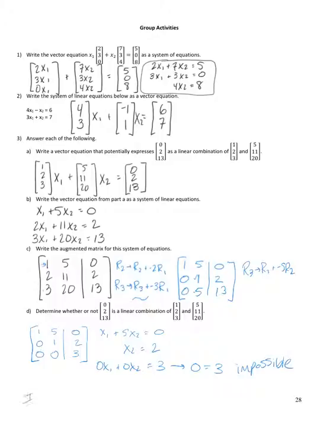There is no solution, which means there is no x1 and x2. So to back up a little bit, there is no x1 and x2 that we can use as weights on 1, 2, 3 and 5, 11, 20 to create 0, 2, 13. So is 0, 2, 13 a linear combination of 1, 2, 3 and 5, 11, 20? No. We can't find any weights that will work.